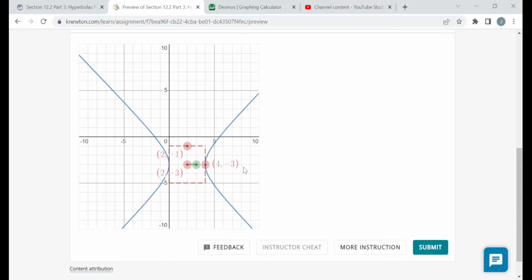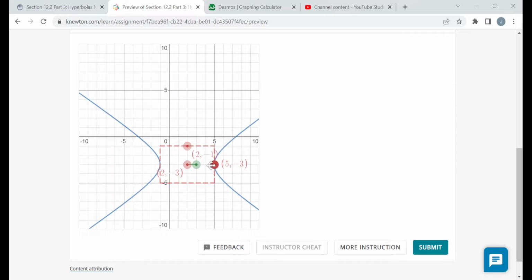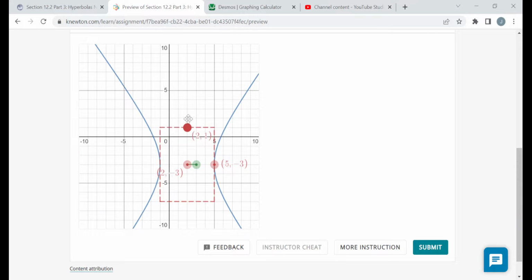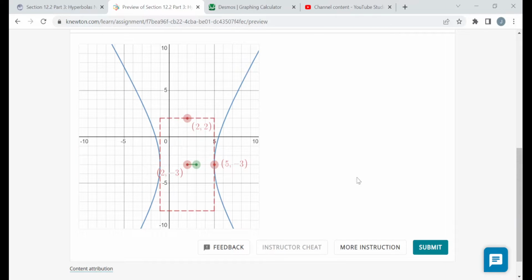And then a was 3, so the vertices should be 3 units to the right and left of center. So 5, -3, and -1, -3 like that. And then b was 5, so the top and the bottom of this box should be 5 units above and below. So that's 2, 3, 4, 5 like that. And there's the graph of the hyperbola that's being described by that equation.